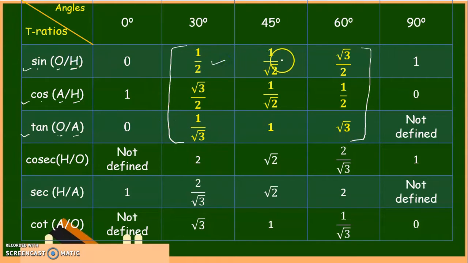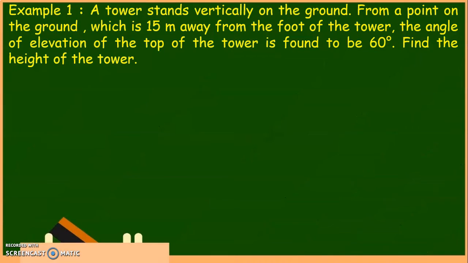Sine 30 is 1 by 2, sine 45 is 1 by root 2, sine 60 is root 3 by 2. In the same way, cos 30 is root 3 by 2, cos 45 is 1 by root 2, and cos 60 is 1 by 2. And tan 30 is 1 by root 3, tan 45 is 1, and tan 60 is root 3. So if you know these values, then you can solve any questions based on application of trigonometry. Now, let's start the questions.